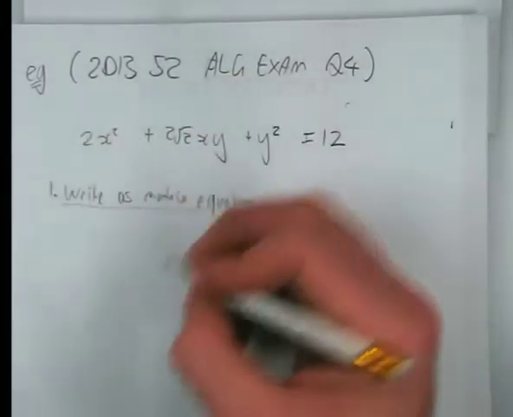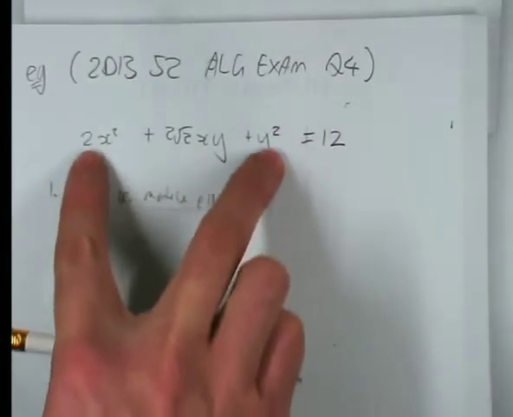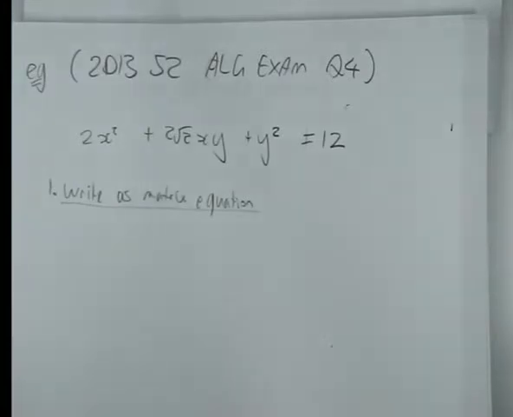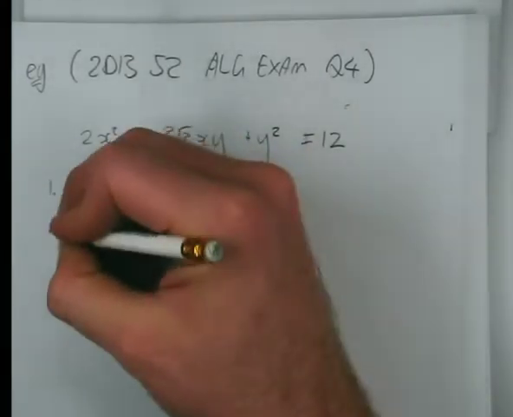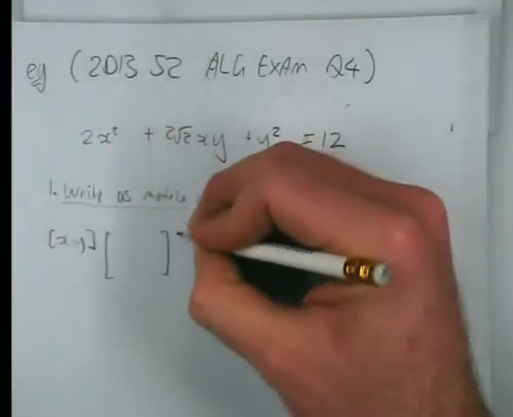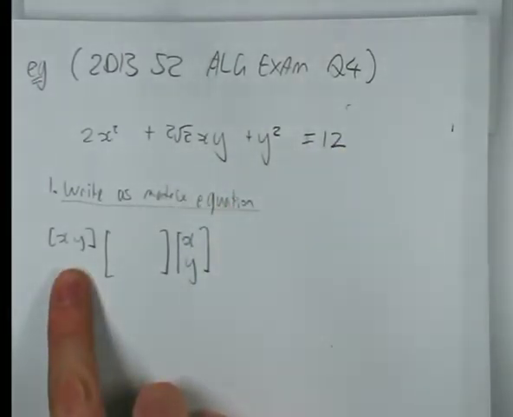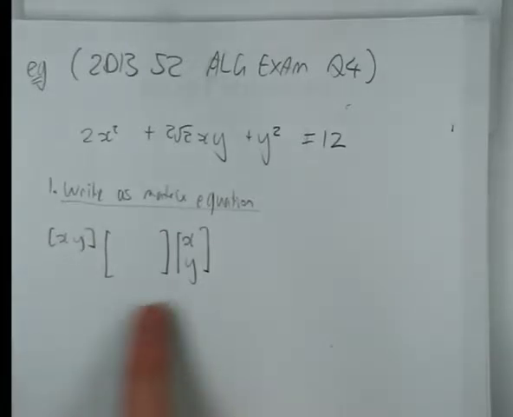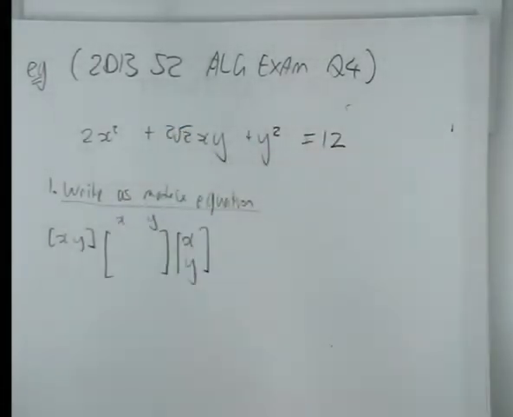Okay, so the bit involving the x and the y, the squareds and the xy, that will become a matrix. There's going to be x, y here and x, y here. This one on this side is a row because you can only put rows on the left hand side. This one's a column. You can imagine having headings for this: x, y here and x, y there.